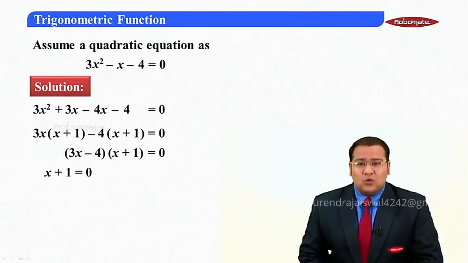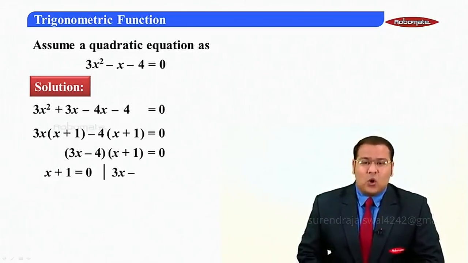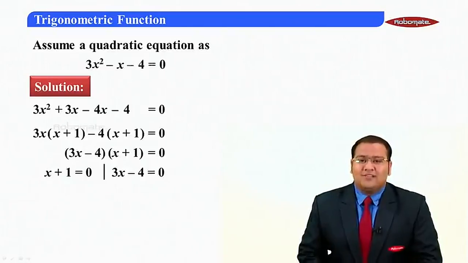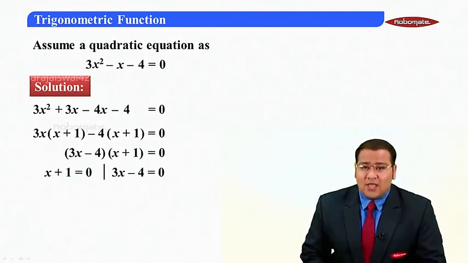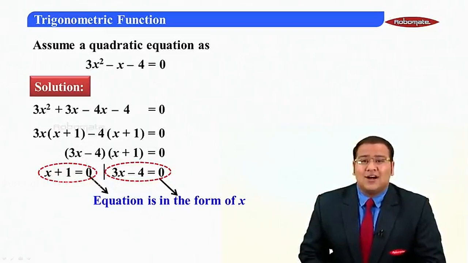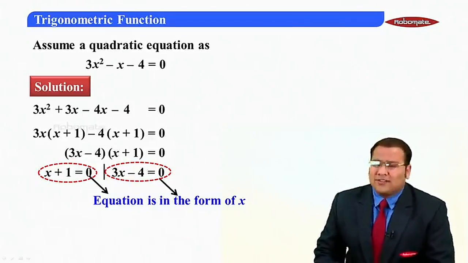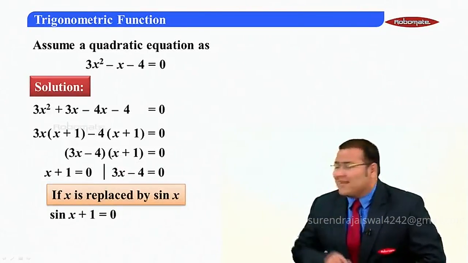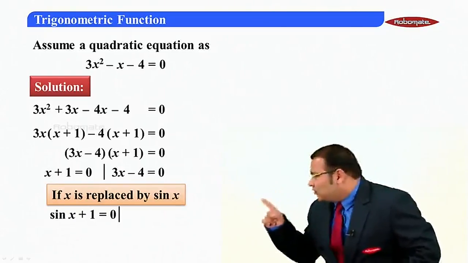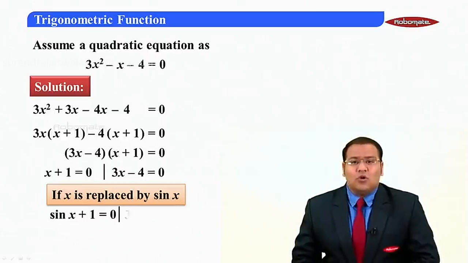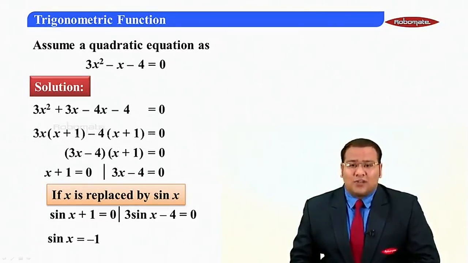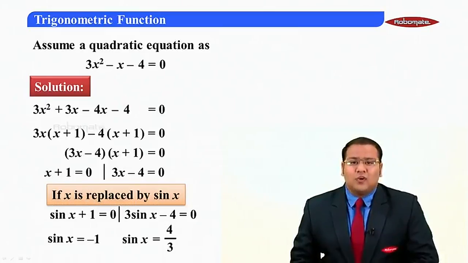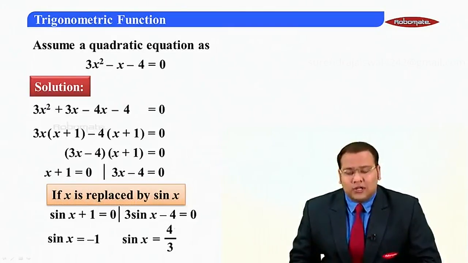So I get the separate values as x plus 1 is equal to 0, and also 3x minus 4 is equal to 0. If you observe carefully, each of these equations is in the form of x. Now comes the trigonometry. What is it exactly? If I replace x with sin x, what would the equation be? The equation would be sin x plus 1 is equal to 0 and 3 sin x minus 4 is equal to 0. Now when you want sin x, it would be minus 1. Also sin x would be given by 4 upon 3.